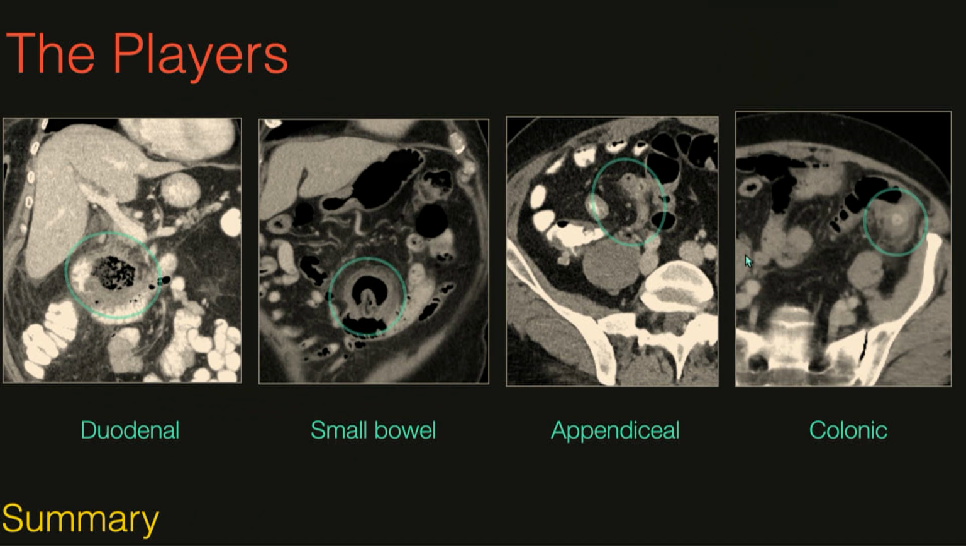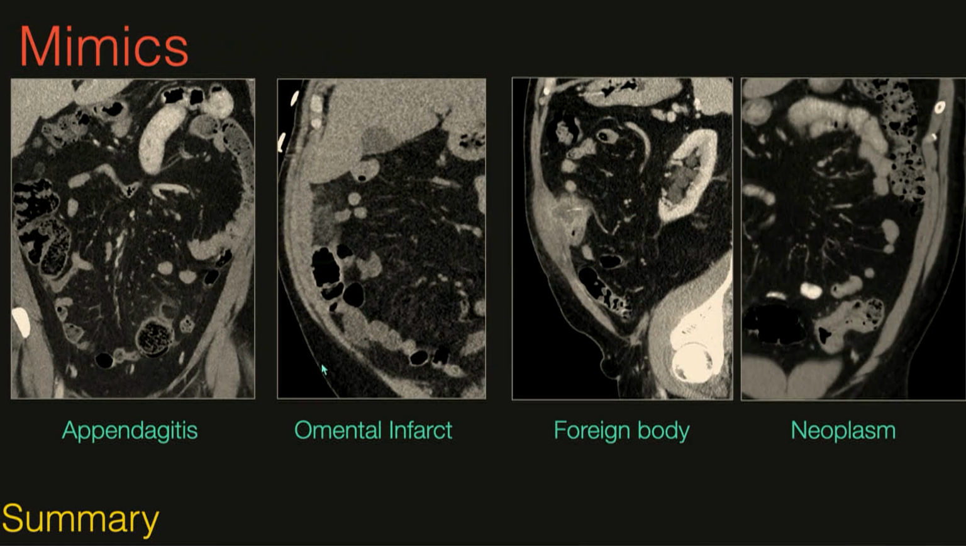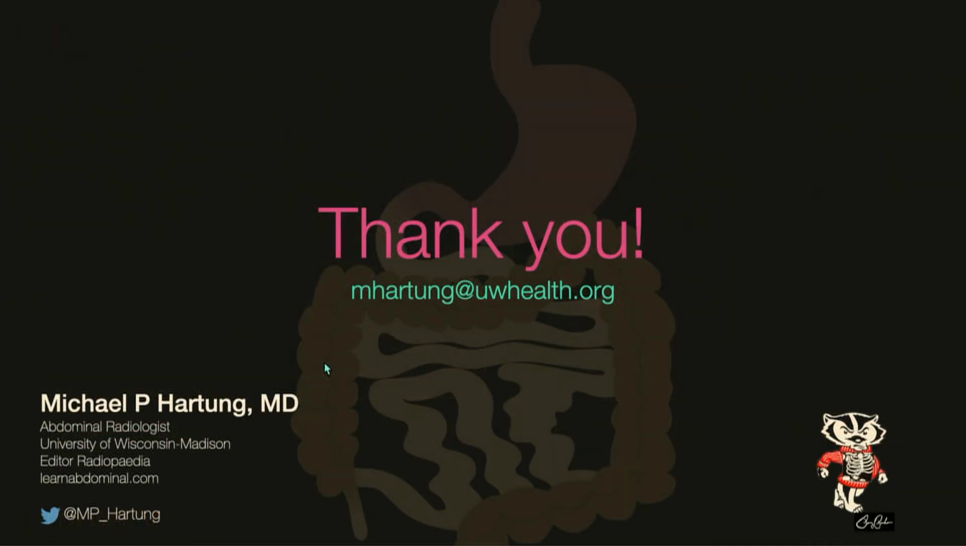Okay, so we covered the spectrum of diverticulitis, including duodenal, small bowel, appendiceal, and colonic. We covered some important complications, including perforation, abscess, chronic, and fistulizing diverticulitis. And we touched on the mimics, appendagitis, omental infarct, foreign body, and neoplasm.